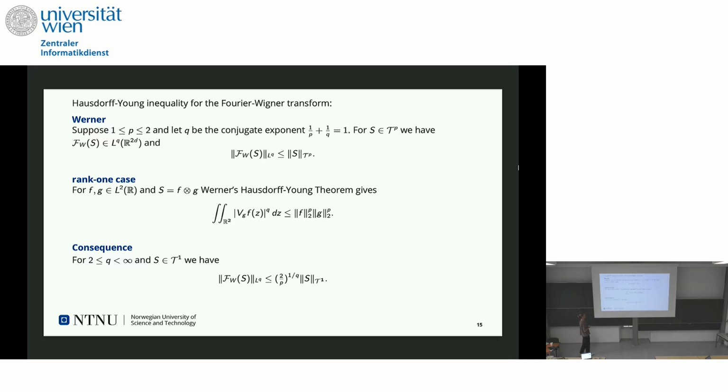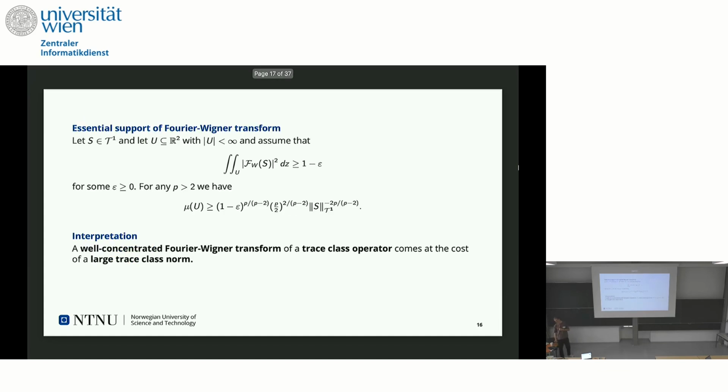And perhaps I didn't mention it before, but the Schatten class norms are strictly decreasing. So the trace class norm is going to be larger than the Sp norm for any p greater than 1. So if we combine those uncertainty principles, we can find this essential support condition for the Fourier-Wigner. We don't have to go too deep into all of these factors, but what this equation is getting at is if we want a very well concentrated Fourier-Wigner transform, so if we want to find some operator maximally concentrated in some small region of phase space, then that's going to come at the cost of a large trace class norm.